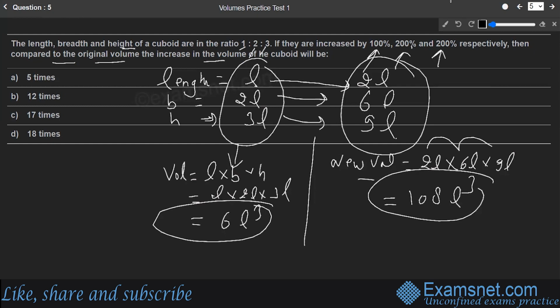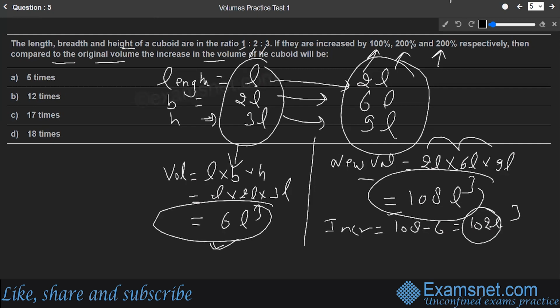So we need to find out how many times it has increased. First of all, we need to subtract, because this is the new volume, this is the older volume. He wants us to find out, compared to the original volume, the increase in the volume. So we need to find out the increase in terms of times. First of all, we need to subtract. What is the increase in the volume? Increase in the volume is 108 minus 6, that is nothing but 102 L cube. This is the increase in the volume.